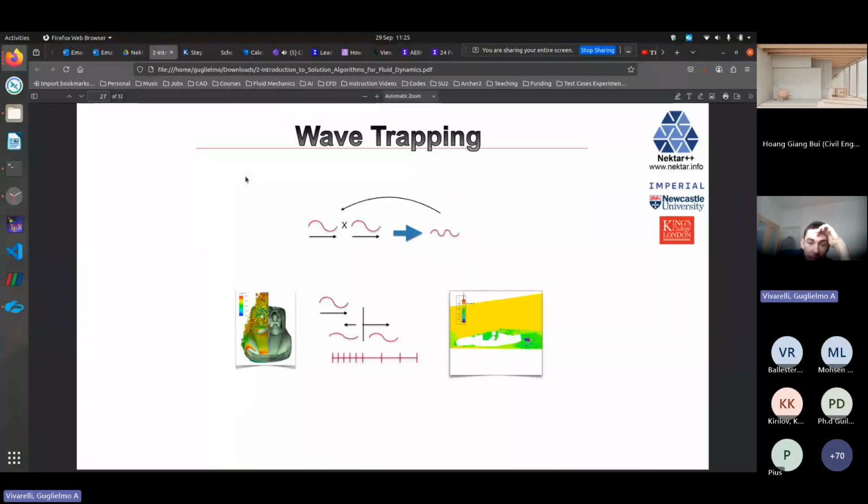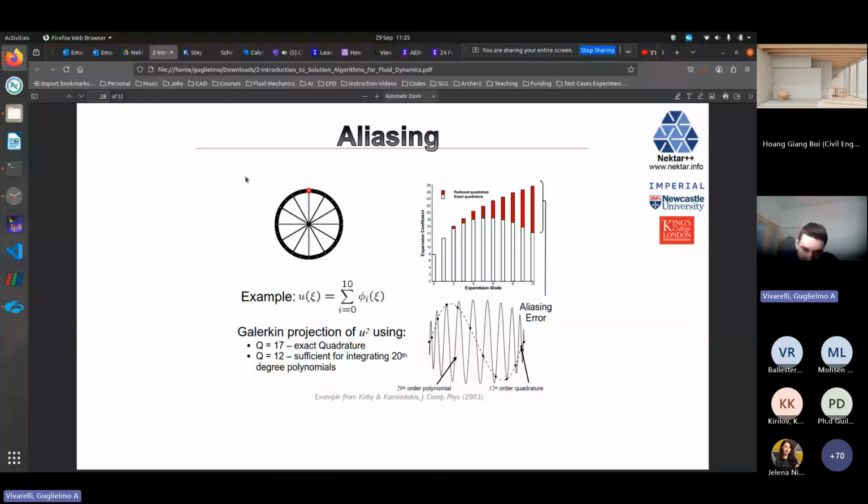Yes. Brilliant. Okay, so aliasing. On the bottom right-hand side, you see the sinusoid, this high frequency sinusoid forming. This is a 20th order polynomial, and we integrate it with a 12th order quadrature, and you can see that whilst it does follow an oscillatory behavior, it is a very poor reconstruction.